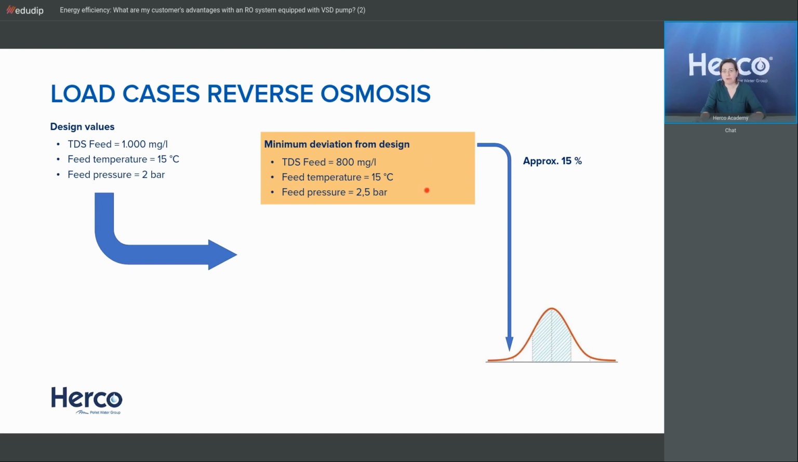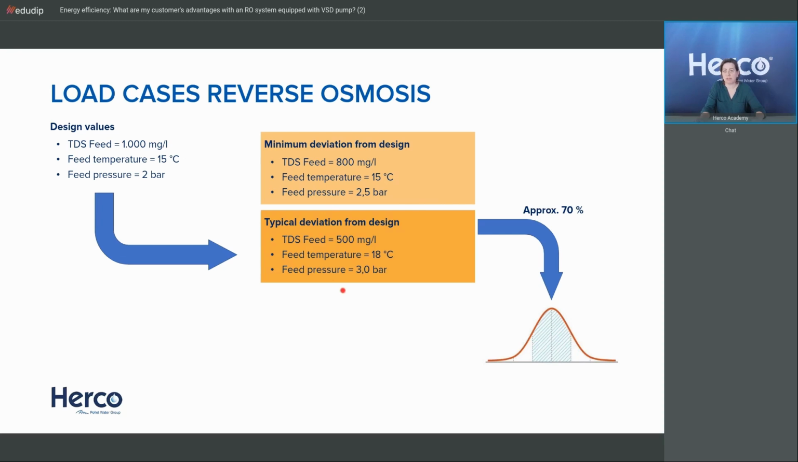We have defined minimum deviation as maybe TDS of 800 milligram per liter, still quite a lot. Feed temperature still 15 degrees, and feed pressure just slightly higher than what we have as minimum. Then we have a typical deviation. That's how most of the units are running, more or less. It's 500 milligrams per liter TDS. That's very typical of what you find in a wide variety of drinking water supplies.